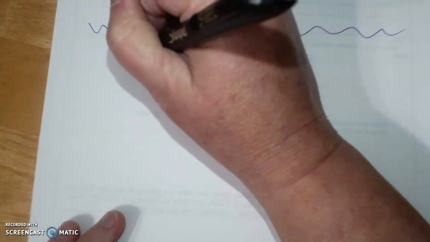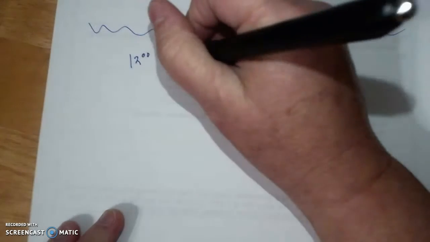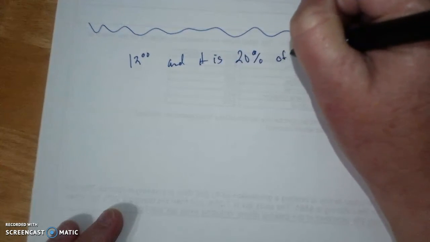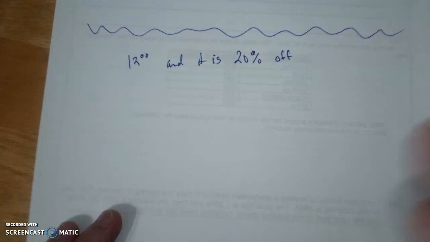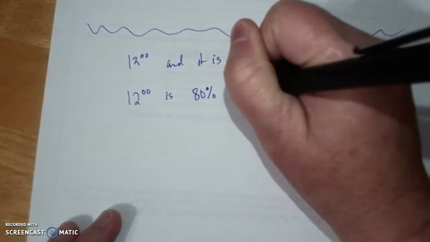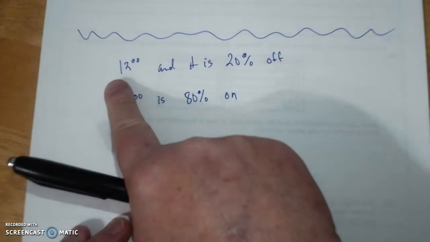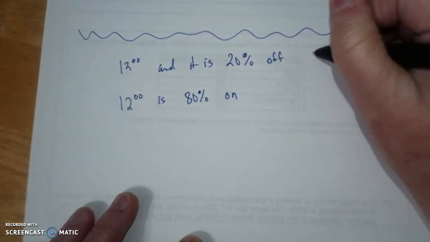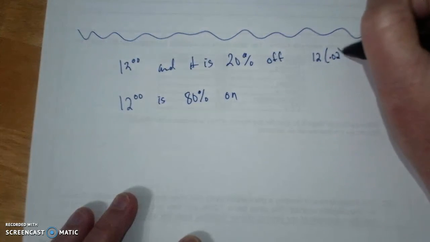Okay, something else that I noticed, and I'm going to demonstrate this. Okay, so if I have a shirt that's $12 and it is 20% off, there's also another statement that you could do, and this is how I do it. $12 is 80% on. So if I want to know the cost of a $12 shirt with 20% off, I'm going to do 12 times 0.02.